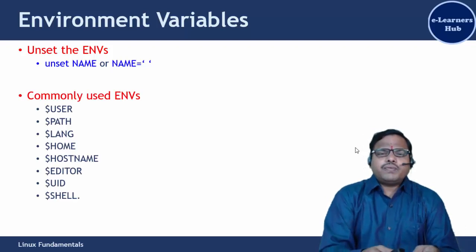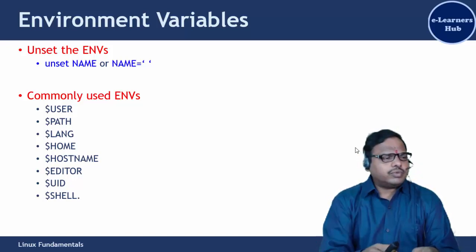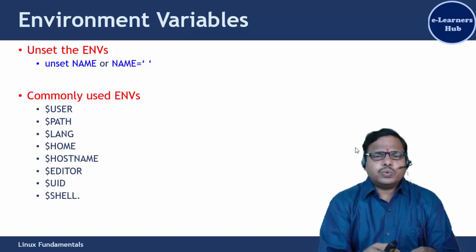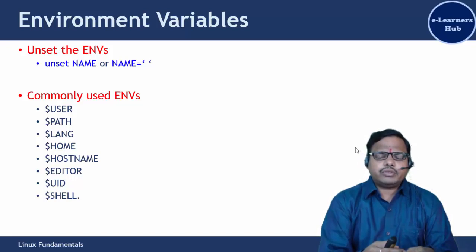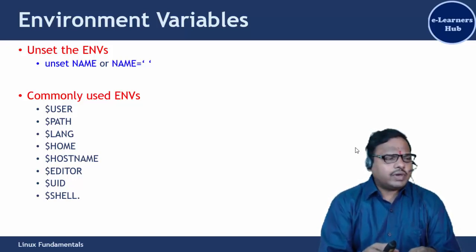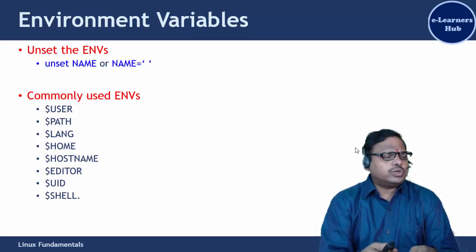There are some default environment variables that usually come with the installation of the operating system. $USER will display who the user is, and $PATH will display the path of various applications that has been set in your system. Then $LANG will show the language. $HOME shows the home directory of the user. $HOSTNAME shows the host name.